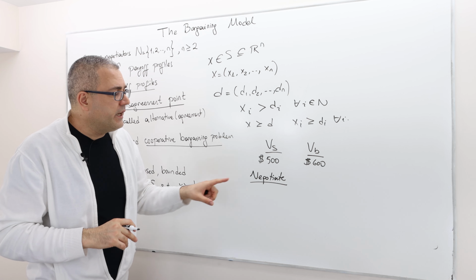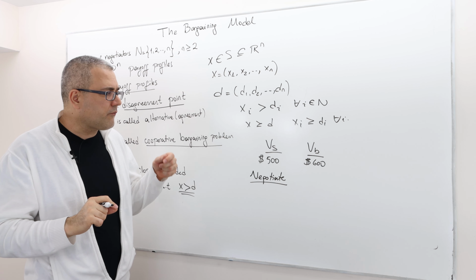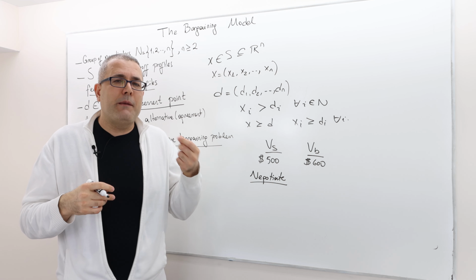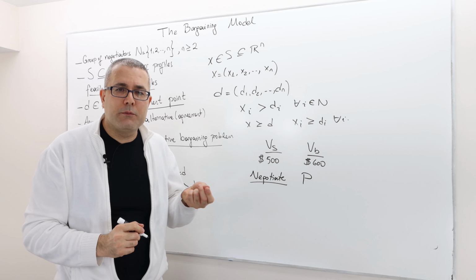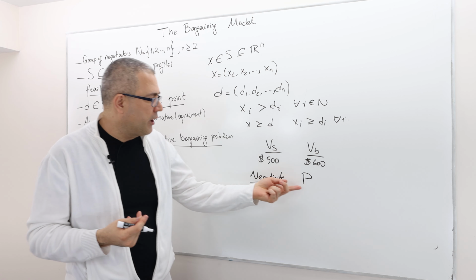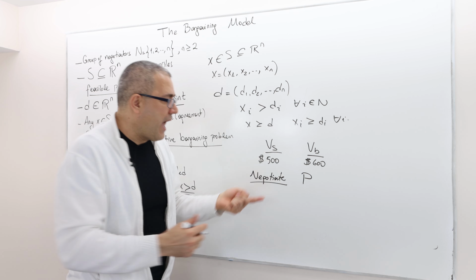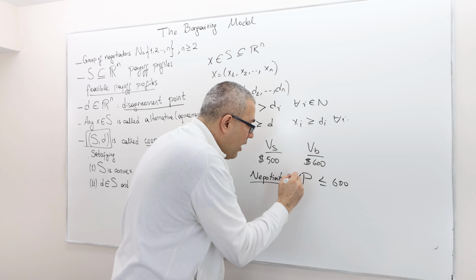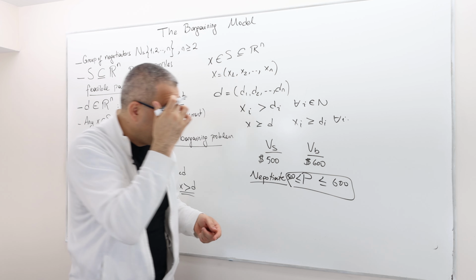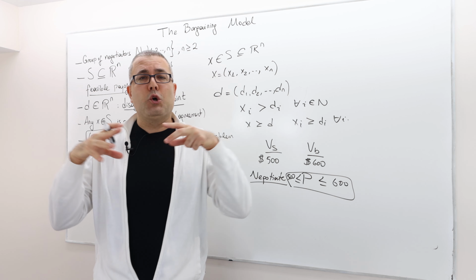Okay, so they're going to negotiate, but here's a very, very important point. They're going to negotiate about what? They're going to negotiate about price. So what should be the price? Well, obviously the price should be higher than or equal to 500 and should be less than or equal to 600. Well, why is that? Because look, if it is not in this range, the trade is not going to occur.